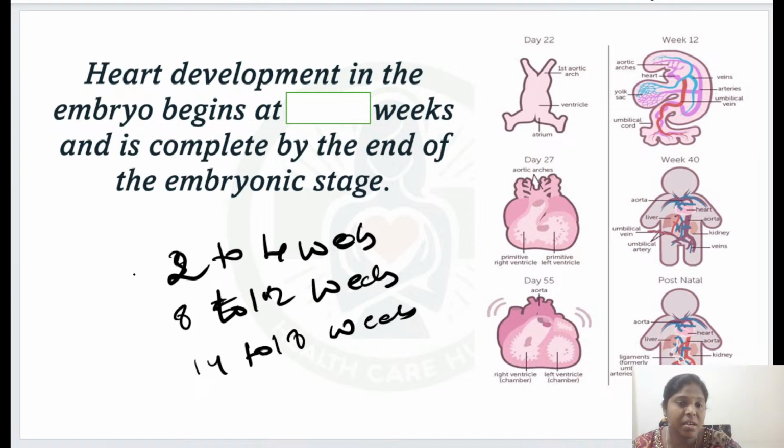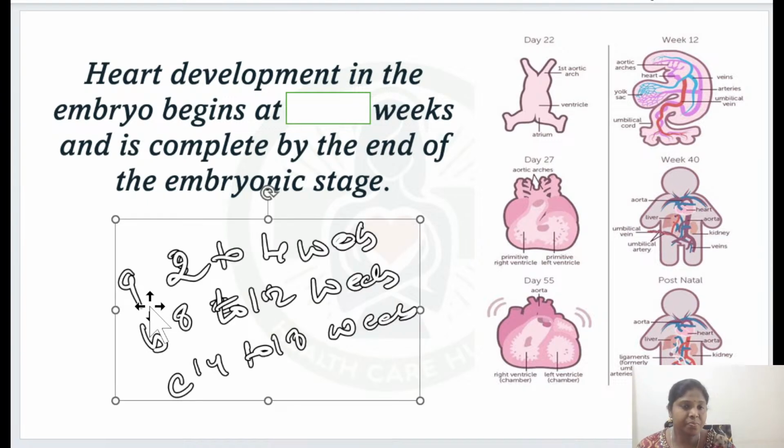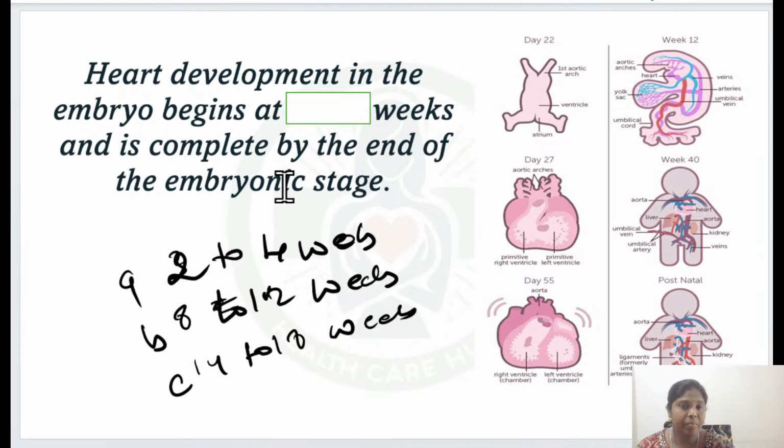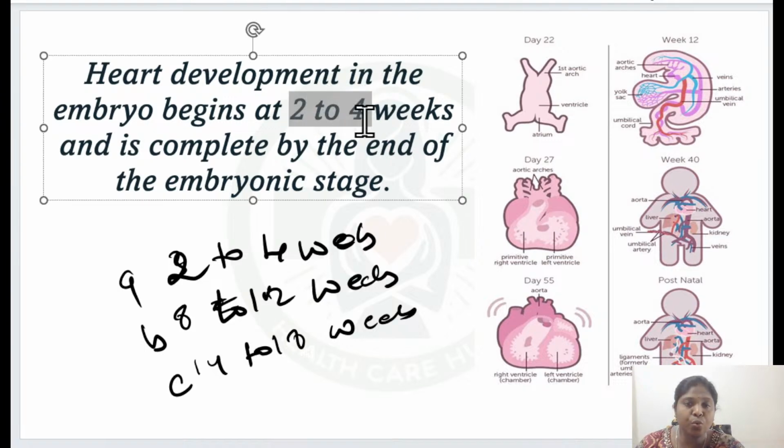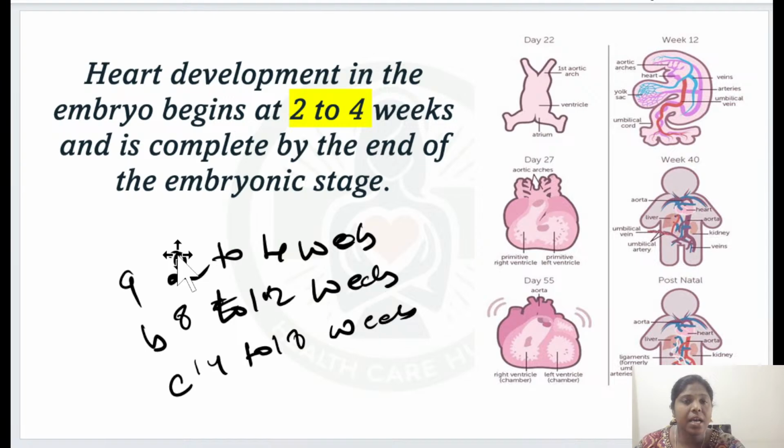So how many weeks? Option A, B, C. Now tell me. So here I have given you options. So which one? The heart development in the embryo begins at 2 to 4 weeks, and it is complete by the end of the embryonic stage.